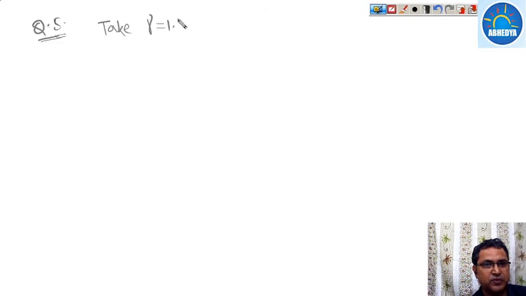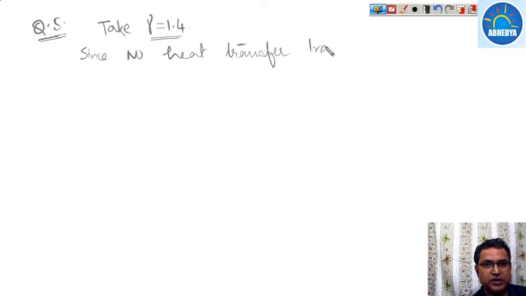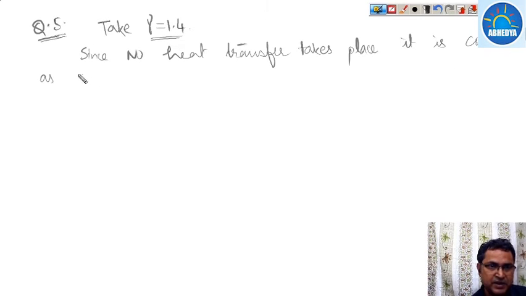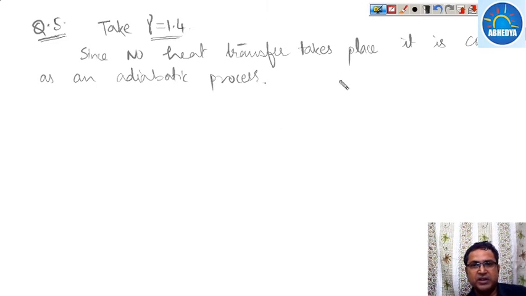Take gamma is equal to 1.4. Since no heat transfer takes place, it is considered as an adiabatic process. Okay, so it will be considered as an adiabatic process.